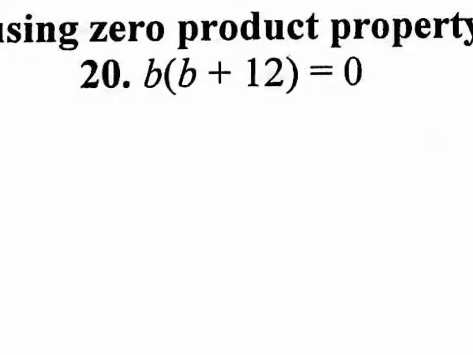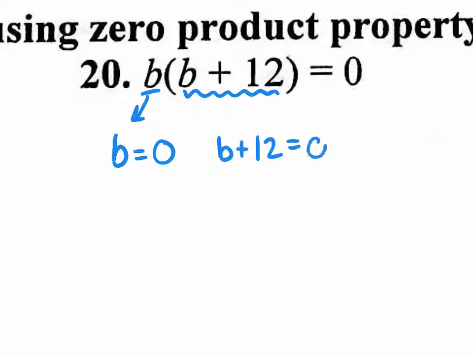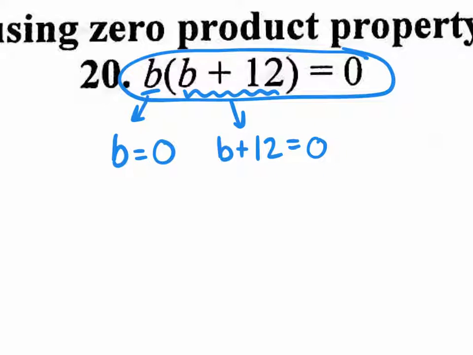Like on number 20, you would just take this b and you would say b, that could equal 0. But then again, this b plus 12 could also equal 0. So what happened was we took one equation and we created two equations, right? How do we do that? We took something times something equals 0. So you got this first something, set it equal to 0. You got the second something, set it equal to 0. And now you're able to solve both.